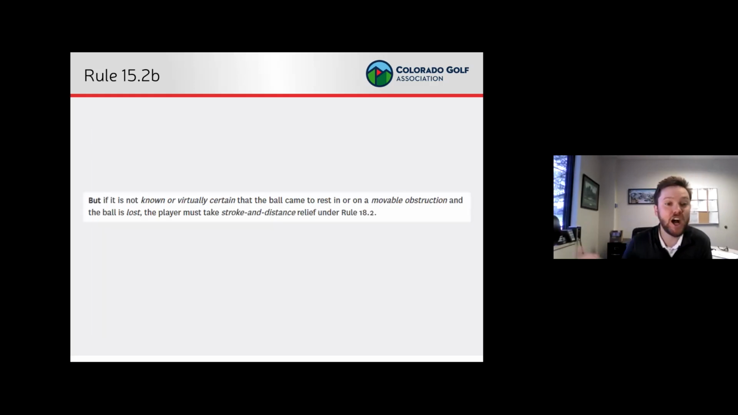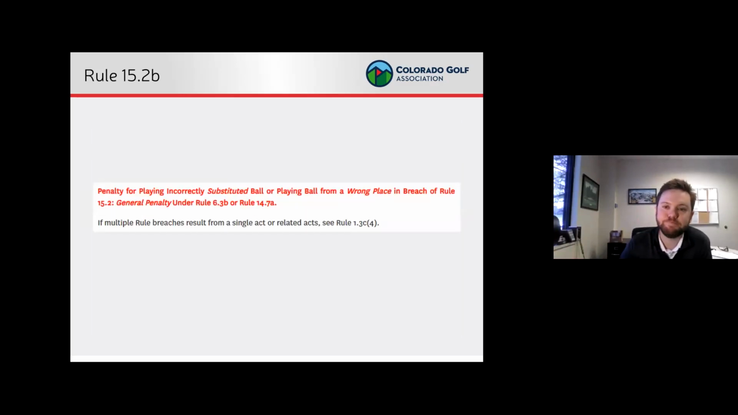It says, but if it is not known or virtually certain, so it is not at least 95% certain that the ball came to rest in or on a movable obstruction, the ball is lost. The player must take stroke and distance relief under Rule 18.2. So if you don't know, and you can't assume, oh, well, it's the movable obstruction. You've got to have knowledge or virtual certainty to use this procedure.